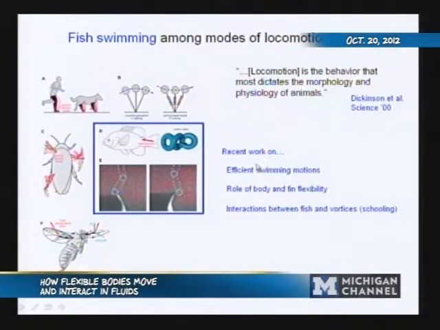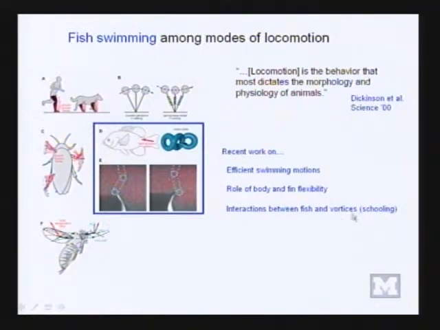Okay, and so a lot of research in this field deals with things like what are efficient swimming motions for fish or simpler bodies? What's the role of body and fin flexibility in terms of storing elastic energy and releasing it at the right time? And how do fish interact with vortices? And this is particularly a situation in schooling. You've got multiple fish swimming together. Vortices from one fish are going to collide with another fish. And this is also a situation that happens when fish swim in a stream. When you've got flow in a stream, there are rocks and irregular boundaries, and vortices are created from those objects. And fish interact with those very often to save energy when they're swimming, or to position themselves in the right way to catch prey.